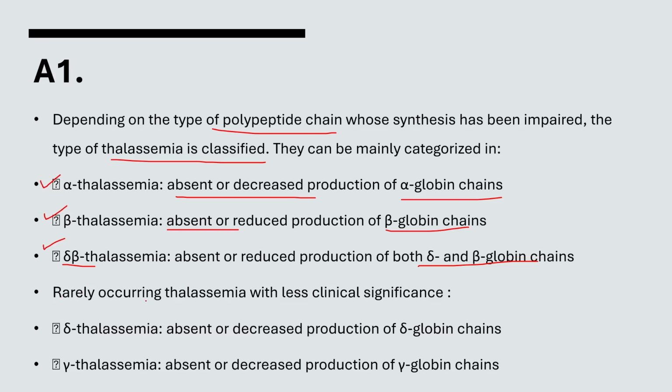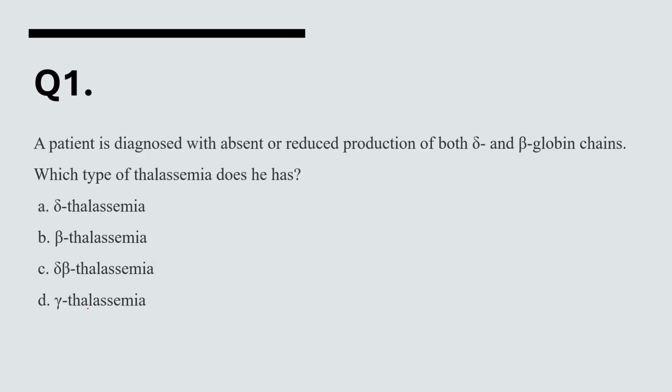Next are the rarely occurring thalassemias, which have less significance. That is delta thalassemia, which is absent or decreased production of delta globin chains, and gamma thalassemia, which shows decreased production of gamma globin chains. So there is nothing to be confused about in the classification, because if there is decreased production of alpha globin chain, it is called alpha thalassemia, and if there is absent or reduced production of beta globin chains, it is called beta thalassemia. So the answer to our question is delta beta thalassemia. Fine.